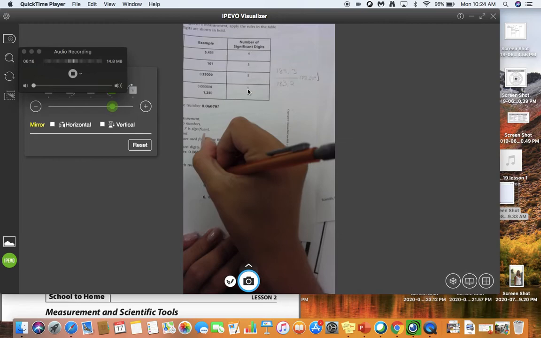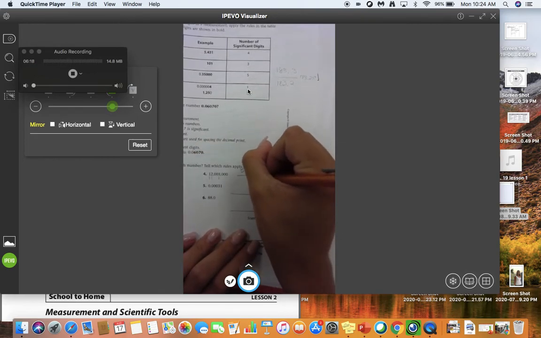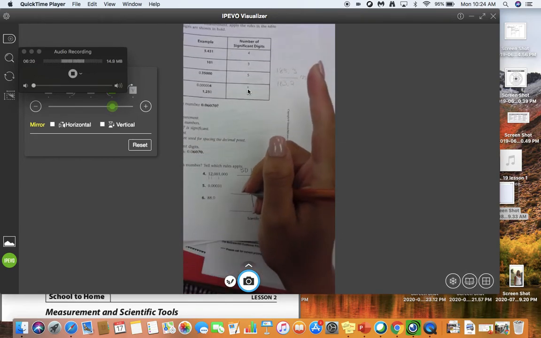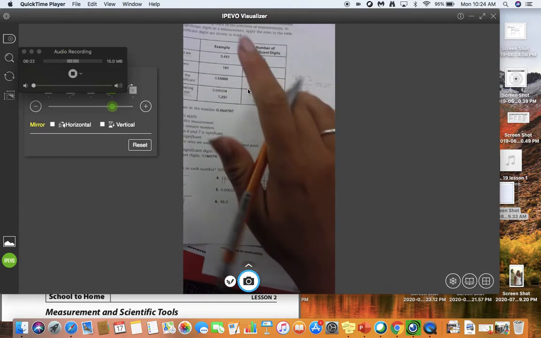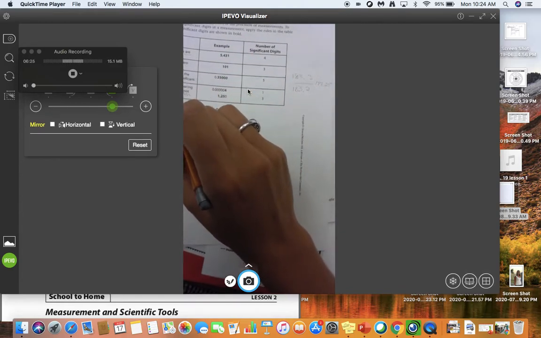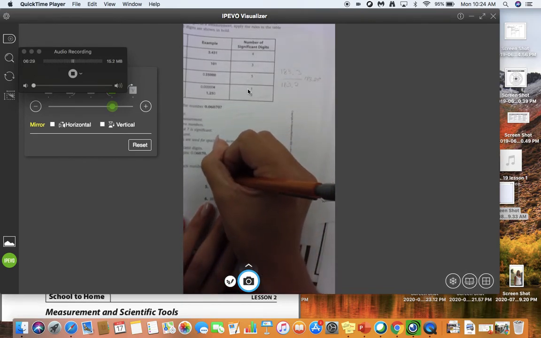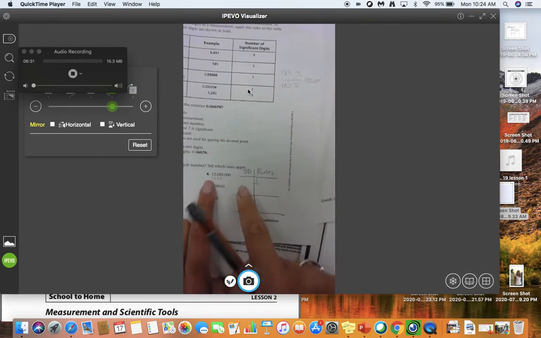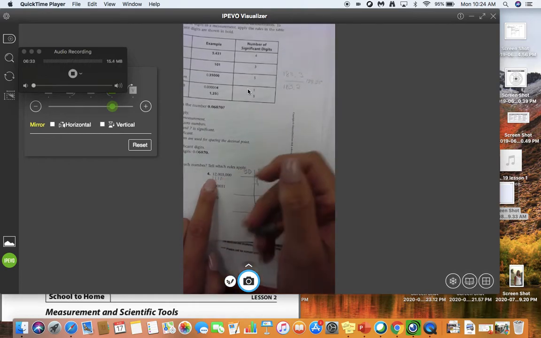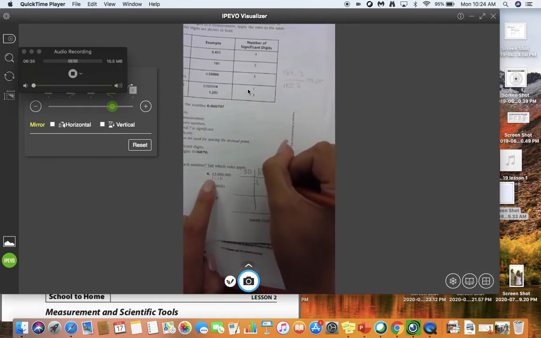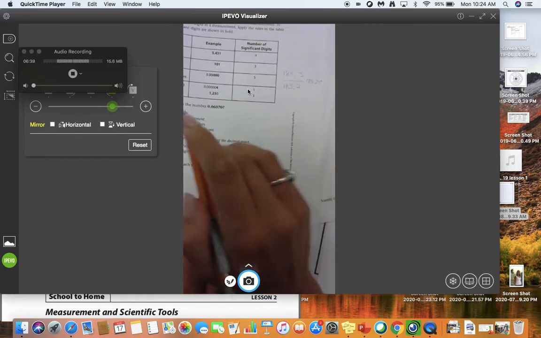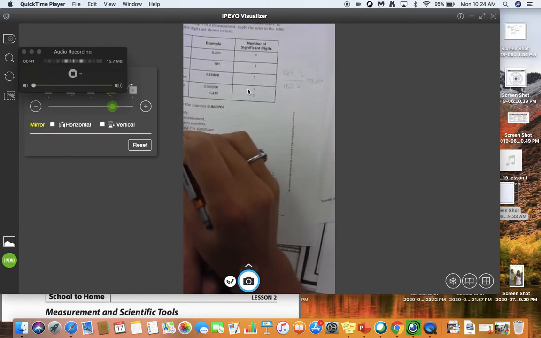Number 4, 12,003,000. All right, first rule, all non-zero digits are significant. So that's going to be this one, and this one. So we use rule 1. Number 2, zeros between non-zero digits are significant. Well, these 2 zeros fall in between non-zero digits. So I am going to use rule 2.